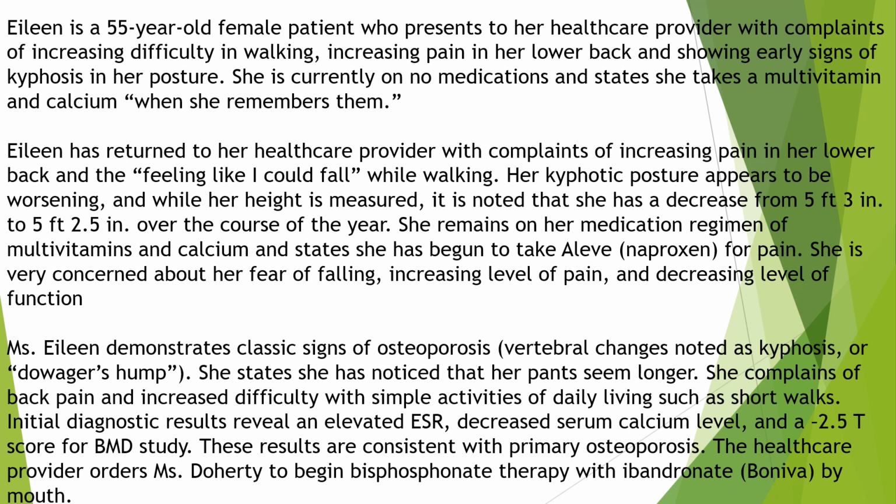Ms. Evelyn demonstrates classic signs of osteoporosis with vertebral changes noted as kyphosis or Dowager's hump. She states that she has noticed that her pants seem longer. She complains of back pain and increased difficulty with simple activities of daily living such as short walks. Initial diagnostics reveal an elevated ESR, decreased serum calcium level and a minus 2.5 T-score for bone mineral density study. The results are consistent with primary osteoporosis.